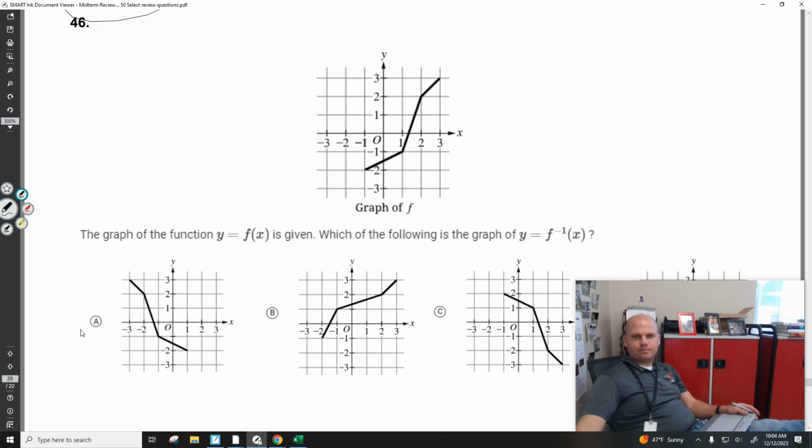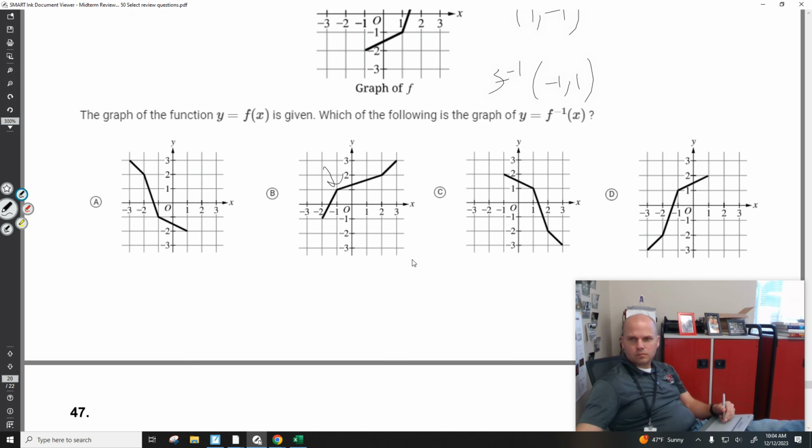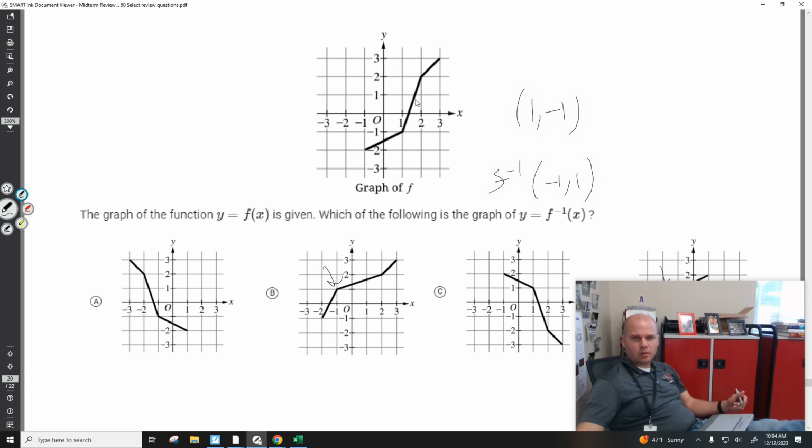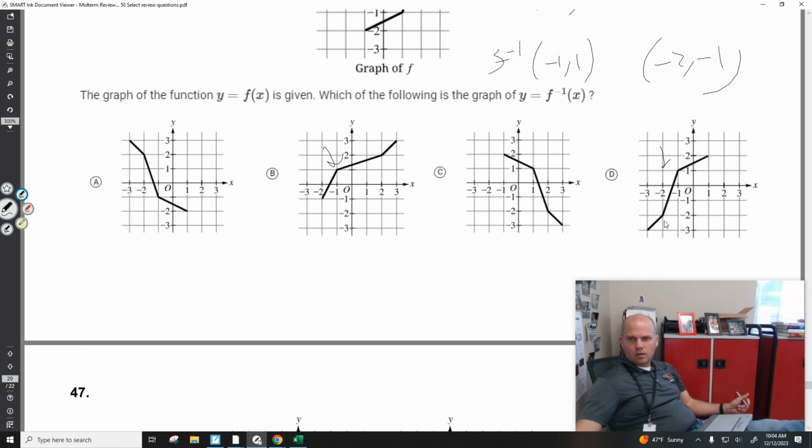Almost there. F inverse. All right, let's look at some points. 1, -1. That means that the inverse has to have the point -1, 1. Okay, it's between these two. What's another point? -1, -2. That means the inverse has to have the point -2, -1. That.